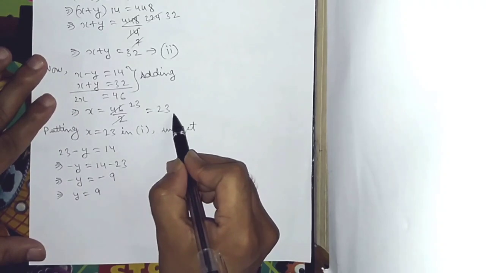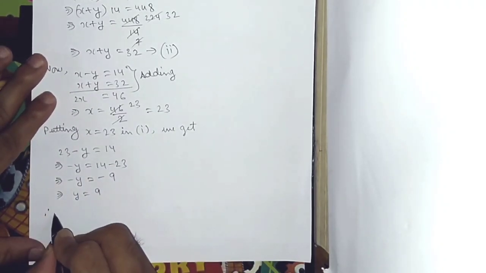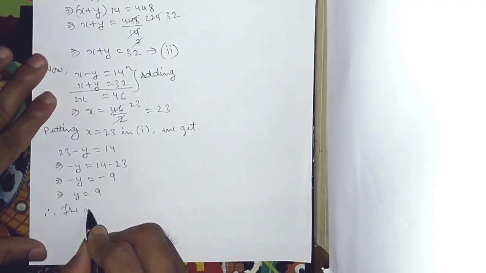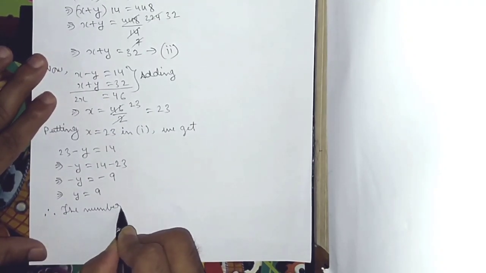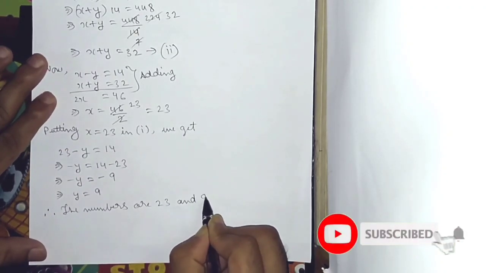So x is equal to 23 and y is equal to 9. Therefore, the numbers are 23 and 9.